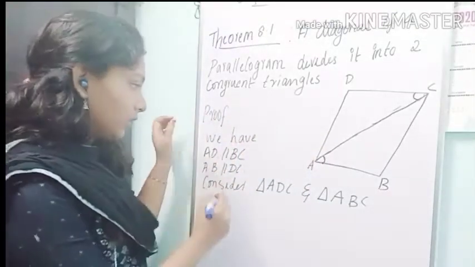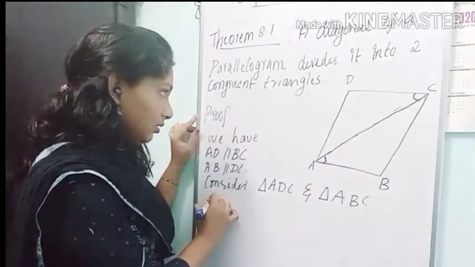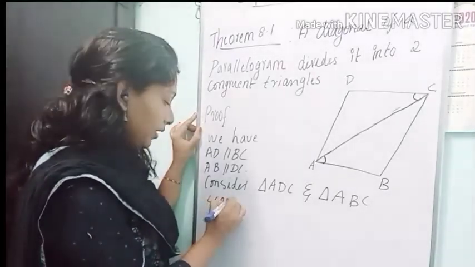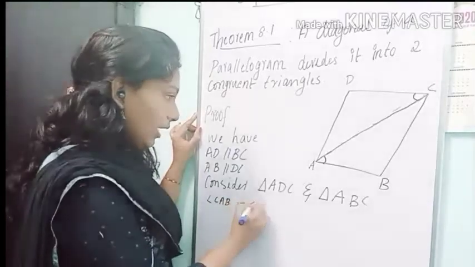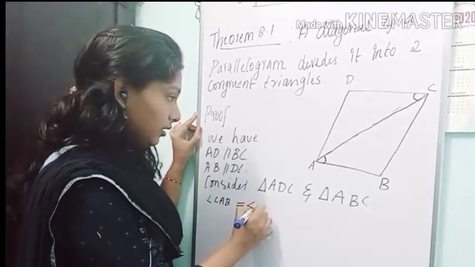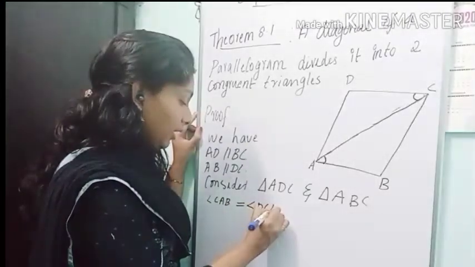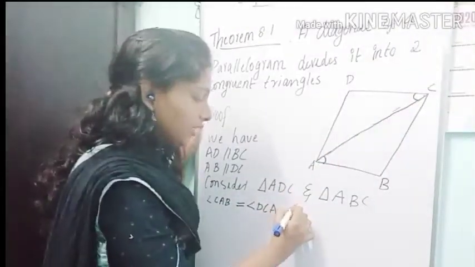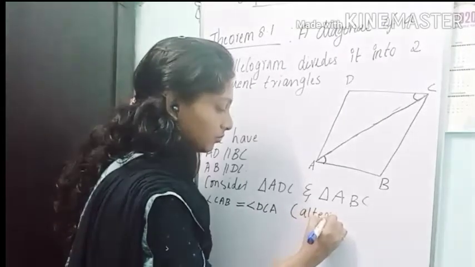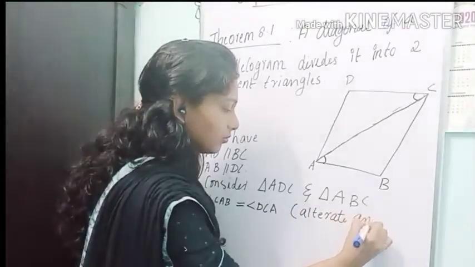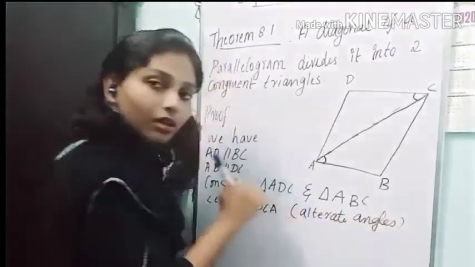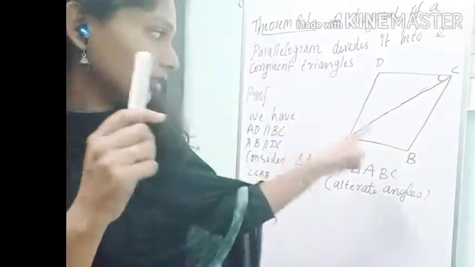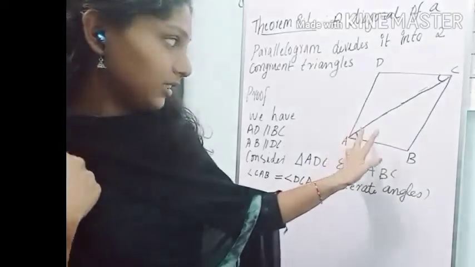So angle CAB is equal to angle DCA. These two alternate angles are equal. AB and DC are parallel, so we got alternate angles equal.